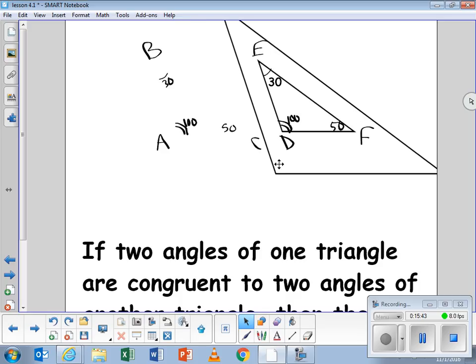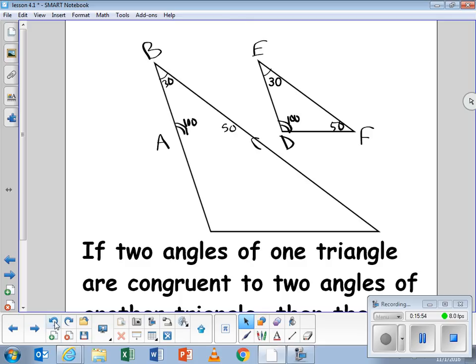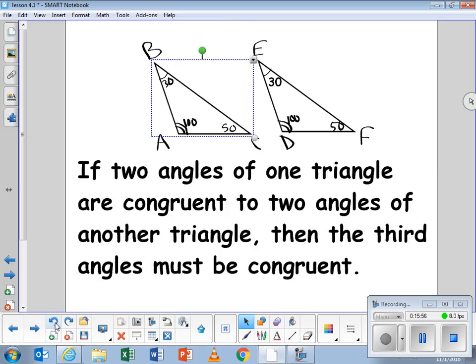Now, are they congruent? No, they're not at all congruent, are they? The angles are still the same, but the three sides are not the same length anymore. Okay? So just being three angles congruent doesn't give me two congruent triangles.